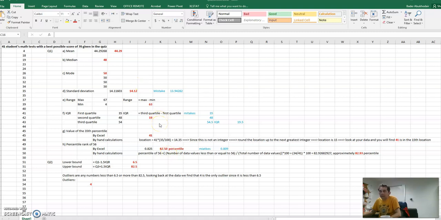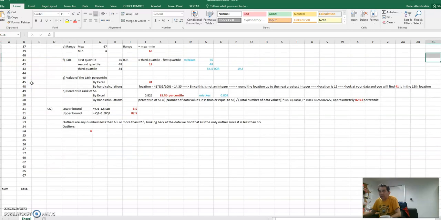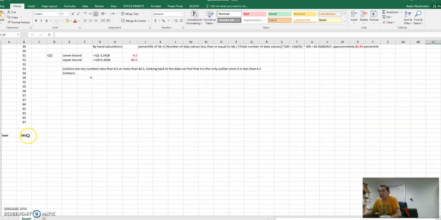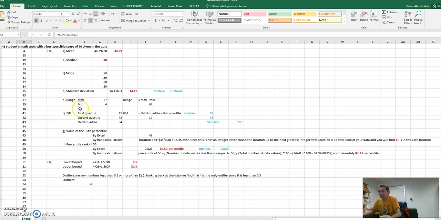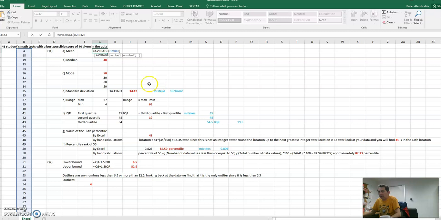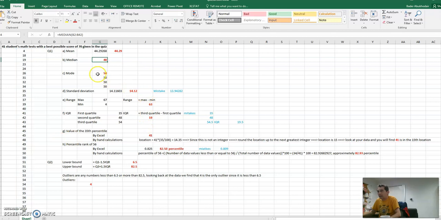So this is the answer for quiz 3, and I give you a set of data over here. I told you the sum has to be 1816, and I add it up to sum 1816, so I put the data correctly. Now to find the mean, you just type average and you put the cell in, and that's about it. To find the median, the same thing, you just type median and you put the cell in it and it will give it to you.